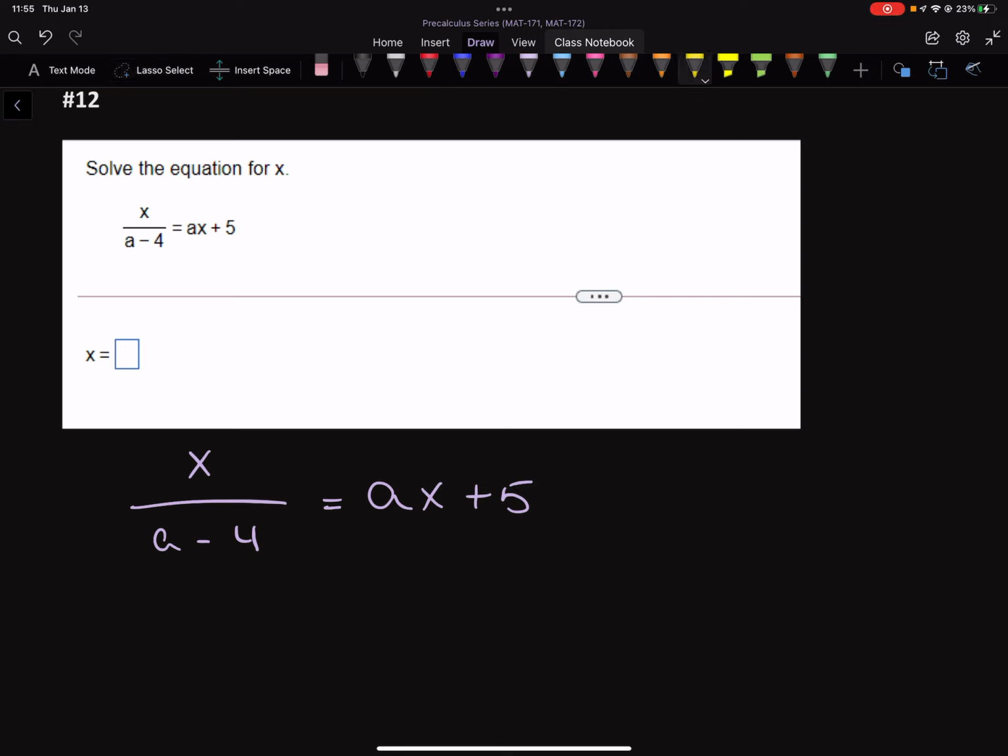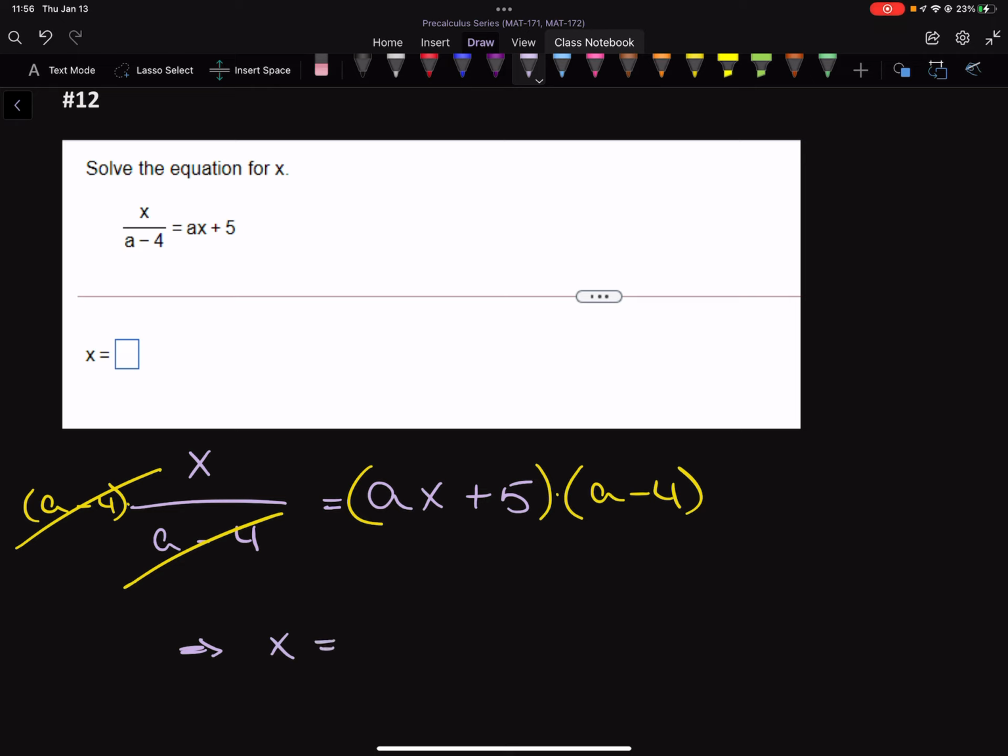So the first thing that we're going to do is multiply both sides by the denominator of our left-hand side here. So that's going to be a minus 4 on both sides. Now what that's going to cause is the denominator to be canceled on the left-hand side. And what we're left with is just x equals.